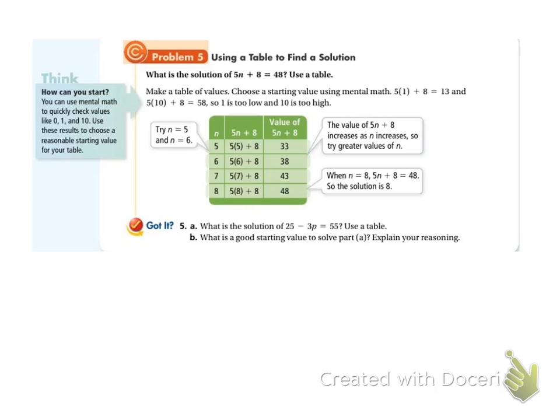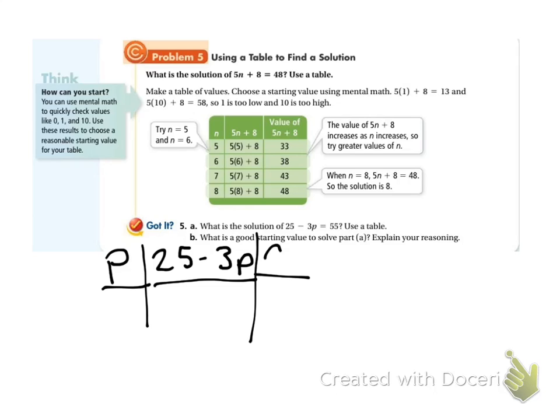So let's create a table for our own question here. I'm going to plug in values of p, and my expression is 25 minus 3p. Then this is my answer, and I'm aiming for 55. So let's see how close I can get.